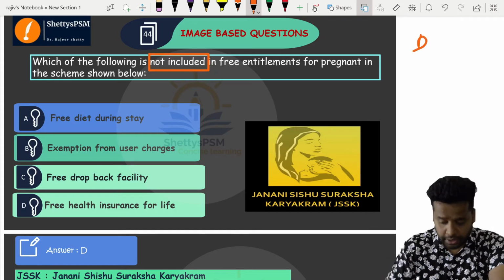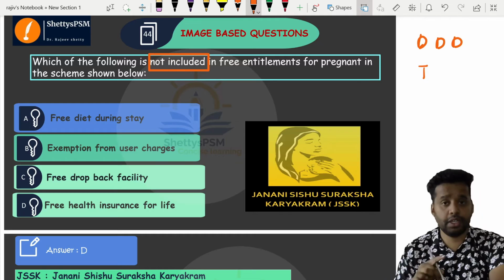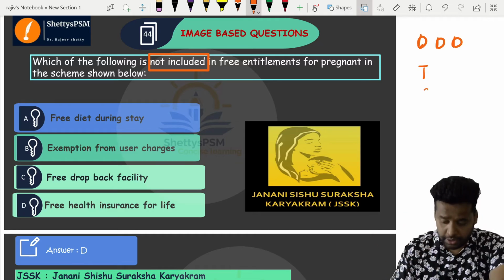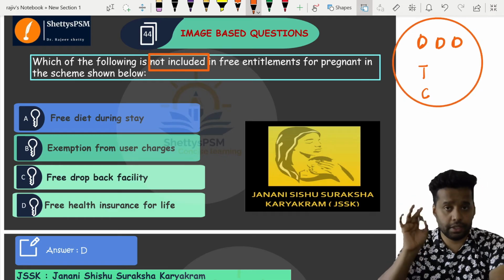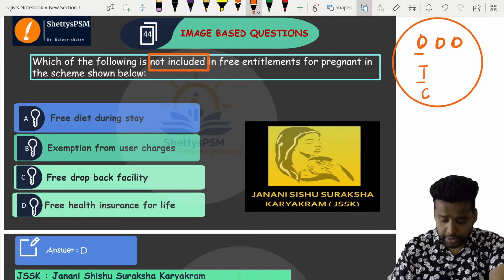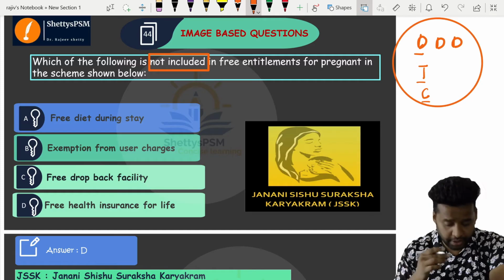JSSK has diet, drugs, diagnostics, transport facility, drop back is also available, cesarean section. So we have discussed a mnemonic: diet, drugs, diagnostics, T for transport, C for cesarean section, DTC. Diet, drugs, diagnostic, transport and cesarean section.